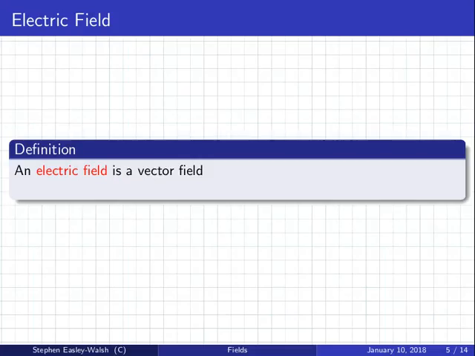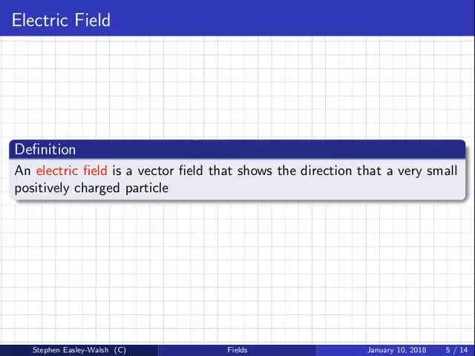So when we say an electric field is a vector field, that means we have a direction that shows where a small positive charge will move. A bit like the wind. I'll give you an example.